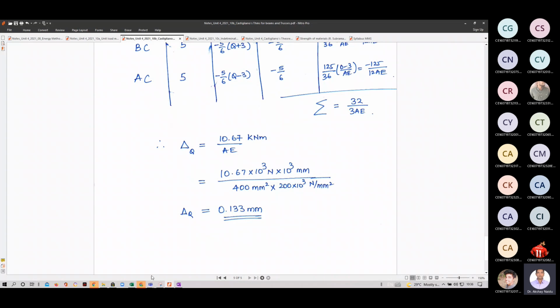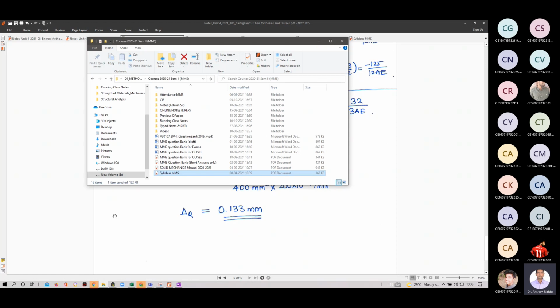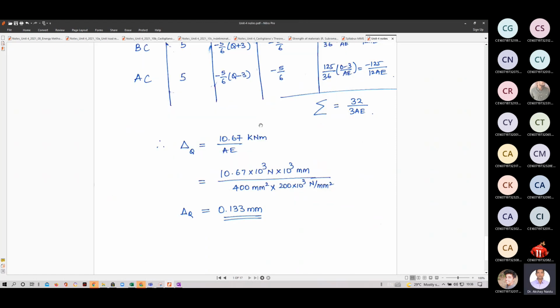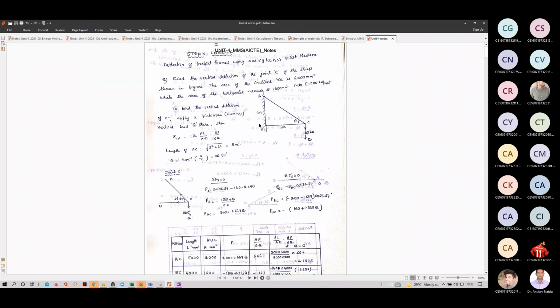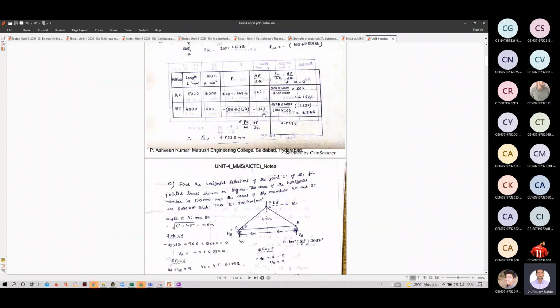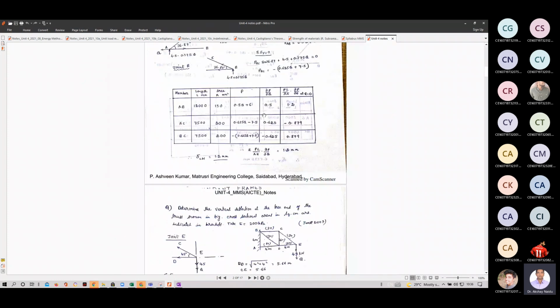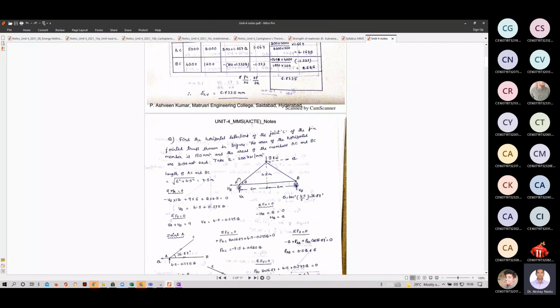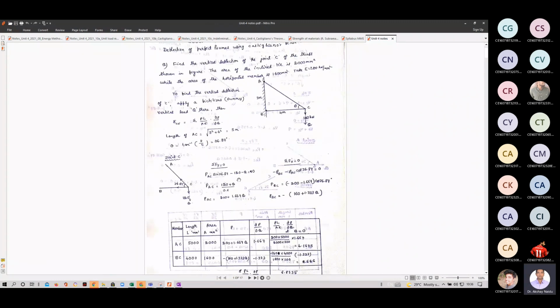For more examples, there are two things. You can either go to the textbook, the Subramaniam textbook, or I had shared with you Ashwin sir's notes, Ashwin sir of Mathurashri Engineering College. He has done problems only based on Castigliano's theorems. He has not done the unit load method. He has done Castigliano's theorems. They are good ones for practice.